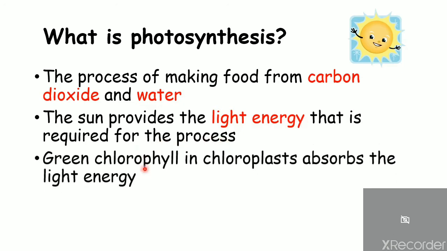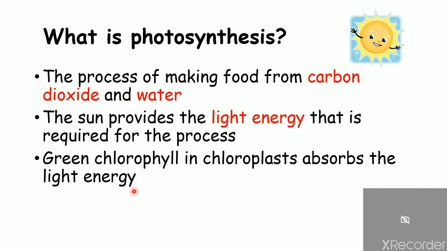Now, the third one is what? The most important part is the green chlorophyll. It's a green pigment which is present in the leaf inside the chloroplast, and this pigment absorbs the light energy and helps in the process of photosynthesis.